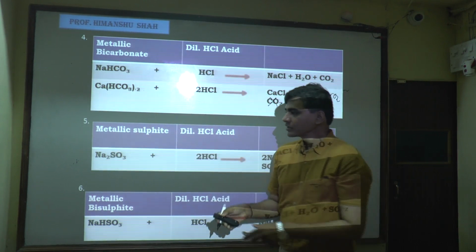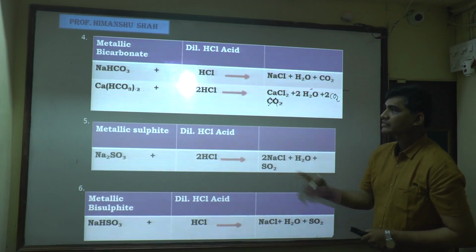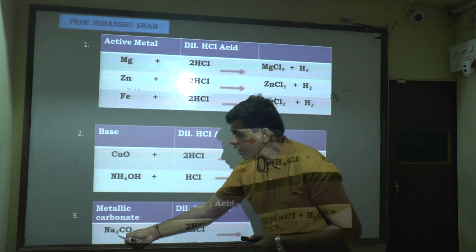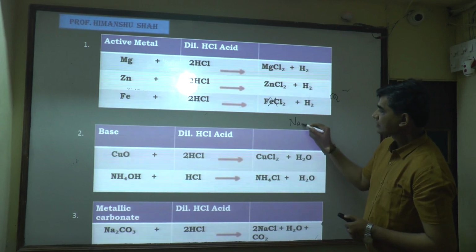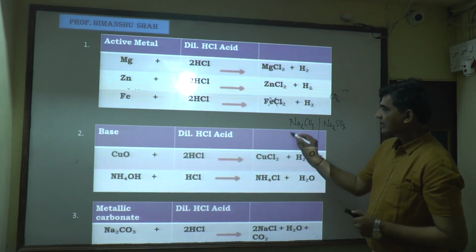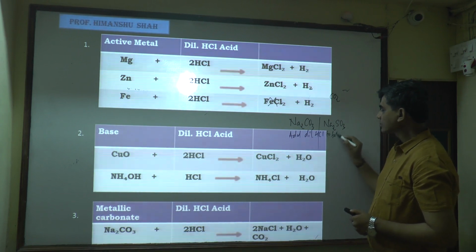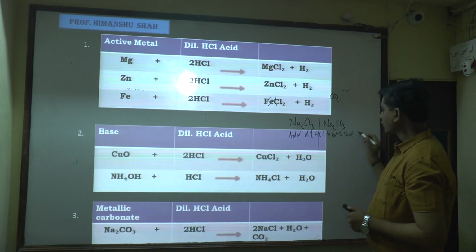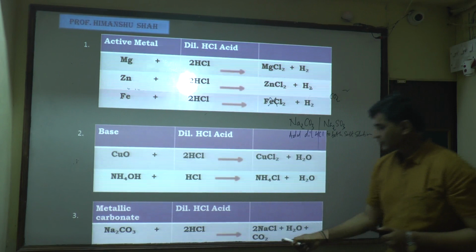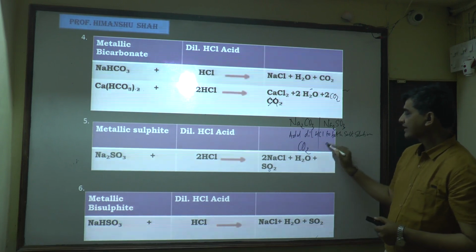Sodium sulfite, when treated with hydrochloric acid, gives salt, water and SO2. Examiner's favorite question again from here: how will you distinguish between Na2CO3 and Na2SO3? How will you answer this? Add dilute HCl to both salt solutions. On adding acid, Na2CO3 will give out CO2 gas and Na2SO3 gives out SO2 gas.